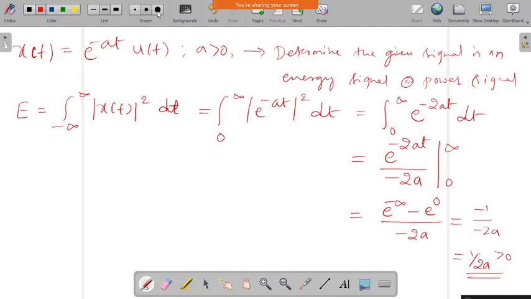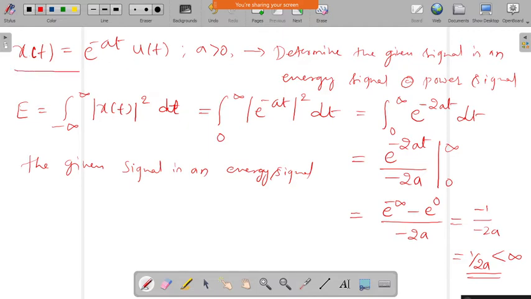Our condition is not to get an infinite value; it should be less than infinity, a finite value. So that's why the given signal is an energy signal. Is it understood? So how to find out the energy?